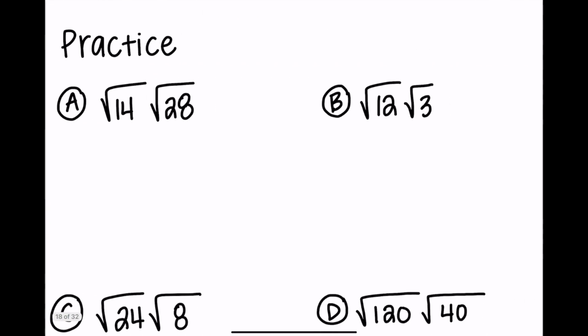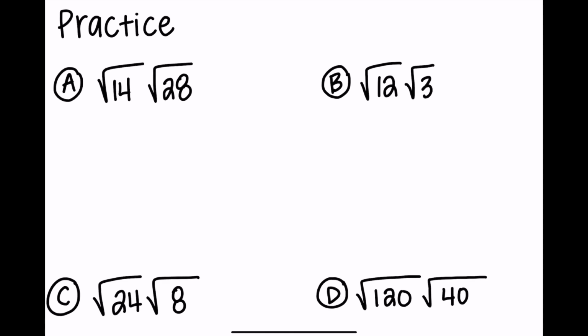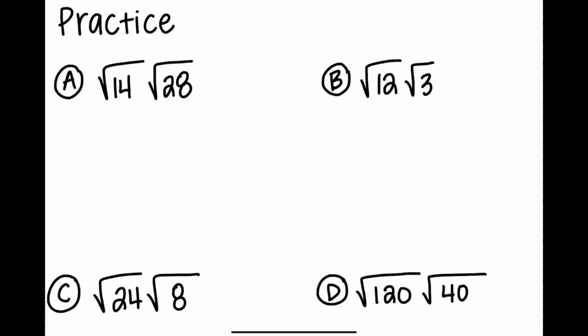Now I have some practice for you to try. I would recommend starting with breaking down each radical and simplifying it and seeing if you can reconstruct them and simplify them before you multiply straight across. Sometimes if you want to multiply straight across, it works out perfectly fine. But try both methods and see what you get.